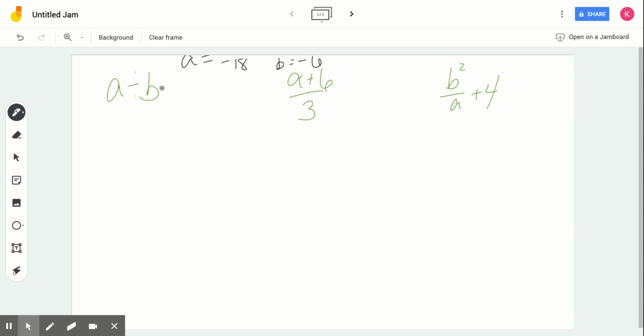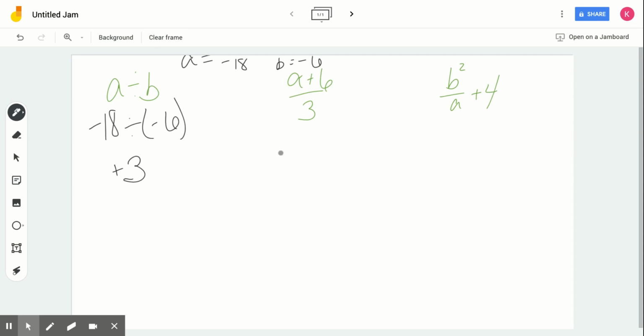So here we have a divided by b. We could rewrite this as negative 18 divided by negative 6. 18 divided by 6 is 3. Negative divided by a negative is a positive. Even number of negative signs makes a positive answer when we're multiplying and dividing.